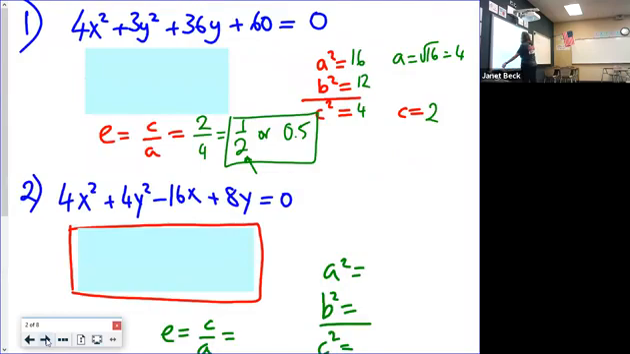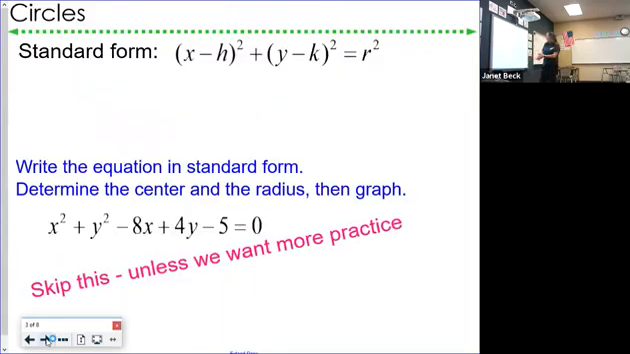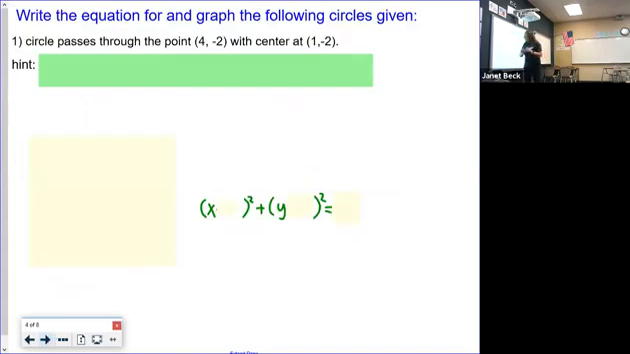Okay, so let's do. We've got those. We're going to skip that extra work. We're just going to do 2 examples in class today, okay, of this form. And what we're going to do is we're going to ask you to write the equation and graph these circles. There's going to be 2.